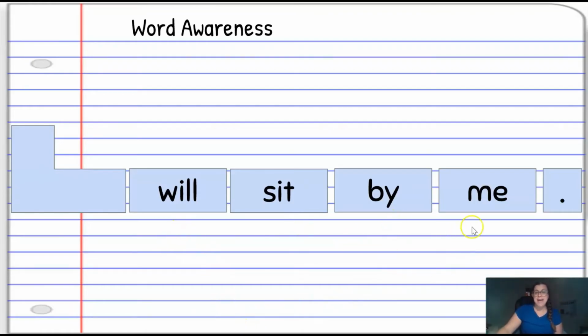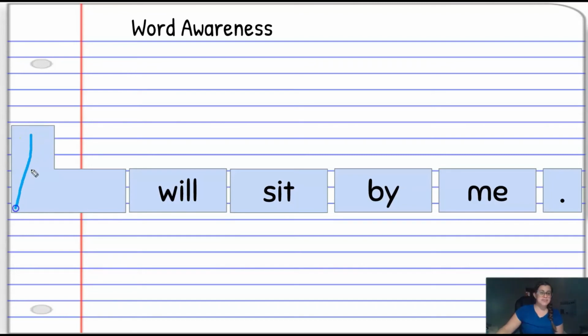Will sit by me. Is my sentence complete? Does it make sense? Doesn't make sense to me. I need to have a word at the beginning to complete my sentence. Let's see. Should my word at the beginning of the sentence be an uppercase or a lowercase? Uppercase or lowercase? Did you say uppercase? Yes, yes, yes. It should be in uppercase.